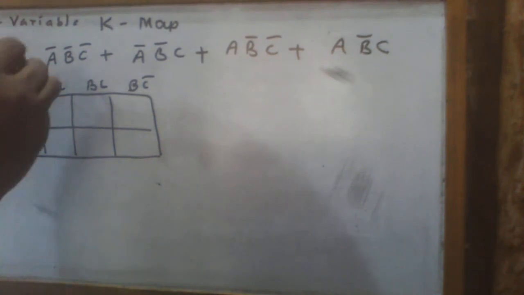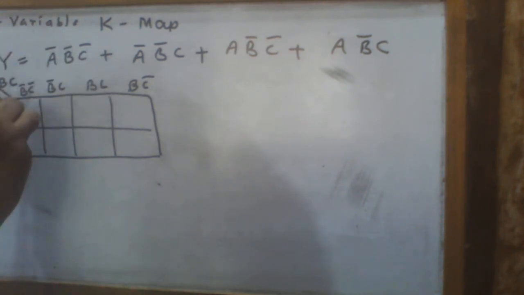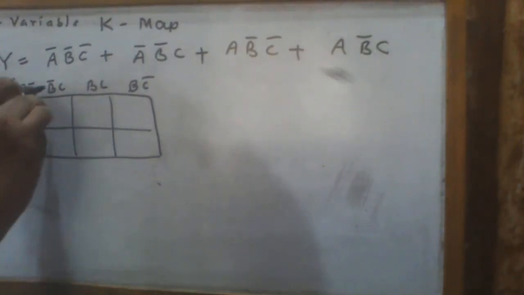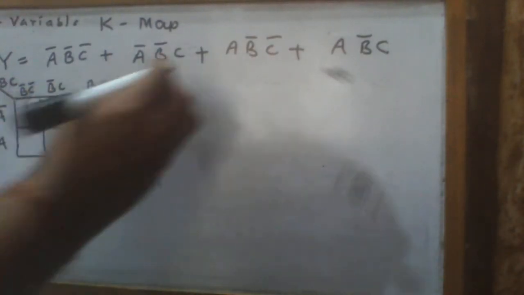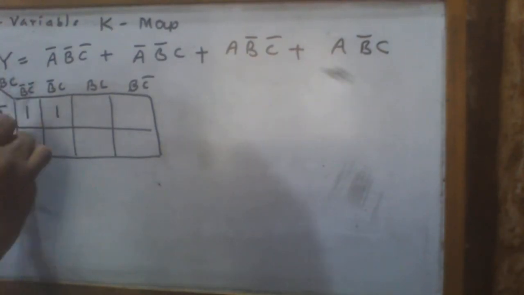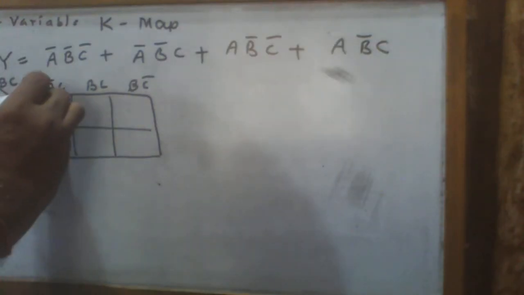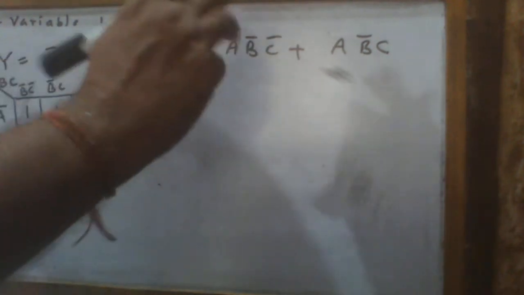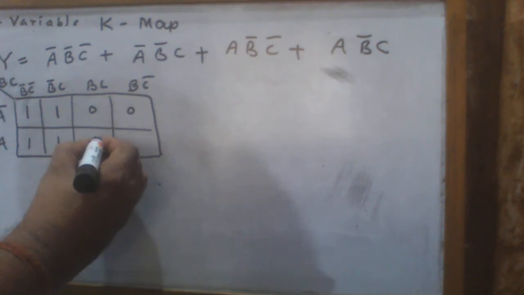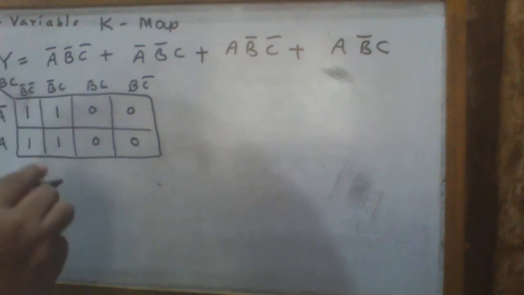Now the given terms are A bar B bar C bar, I will write 1 here. The second term is A bar B bar C, I will write 1 here. The third term is A B bar C bar, I will write 1 over here. The fourth is A B bar C. These are the four terms given to us, and the remaining cells I will fill with 0. Okay, all remaining cells are filled by 0.